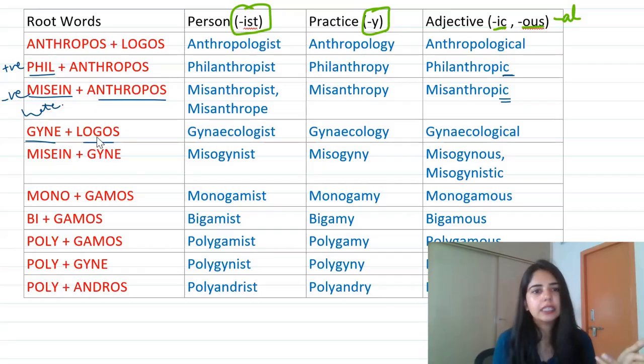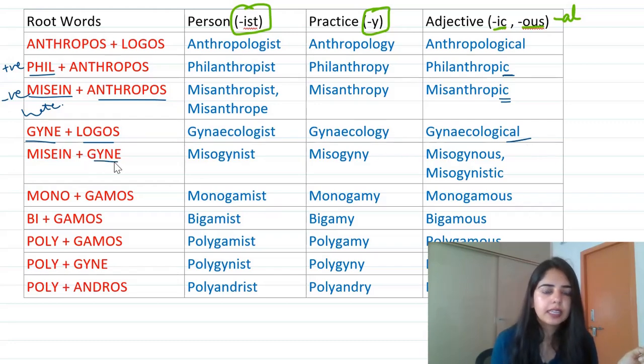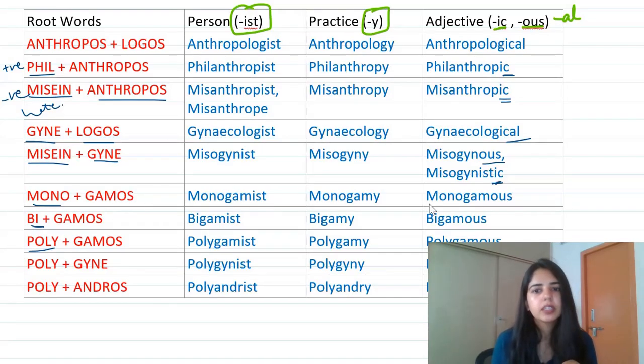Now gynae is females, women, and logos again means study. Logos, logi, it's the same thing. So gynecologist is the person, gynecology is the practice, and gynecological is the adjective. Now we have taken this gynae and added mis, which means hate, someone who hates women: misogynist. The practice is misogyny and the adjective is misogynous or misogynistic. Then mono is one, bi is two, poly is many. Monogamous, one marriage: monogamist, monogamy, monogamous. Bigamist, bigamy, bigamous. Polygamist, polygamy, polygamous.